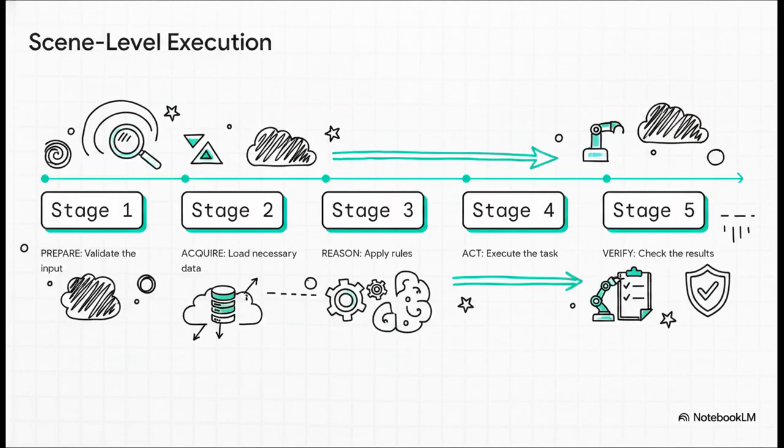Stage 1 is prepare, where it validates the input. Stage 2 is acquire, loading the necessary data. Stage 3 is reason, applying logic. Stage 4 is act, which is the execution. And Stage 5 is verify, checking the results. It makes multi-step workflows entirely inspectable.